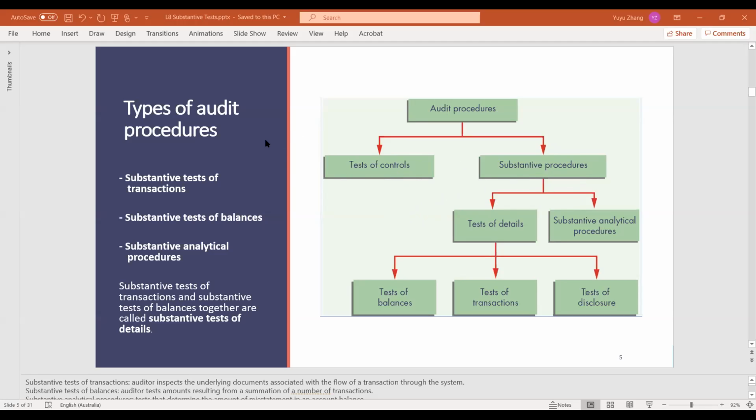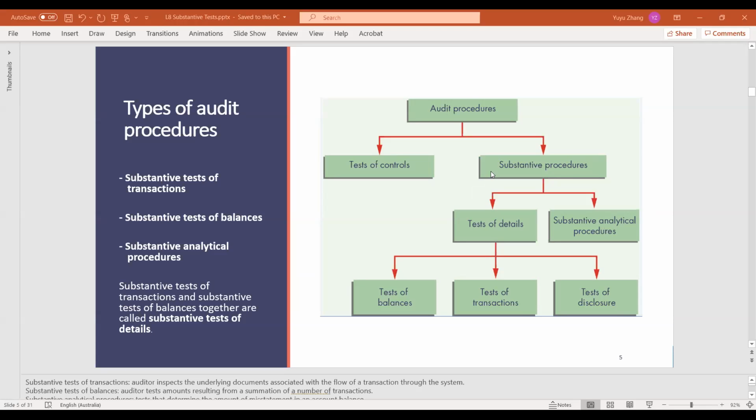Test of controls tests whether a control is in place, so it's always around the transactions, as we learned last week. And substantive testing procedures collect direct evidence against accounts and assertions. If the direct evidence is coming from the transactions, apparently they can be done together. Is that right?